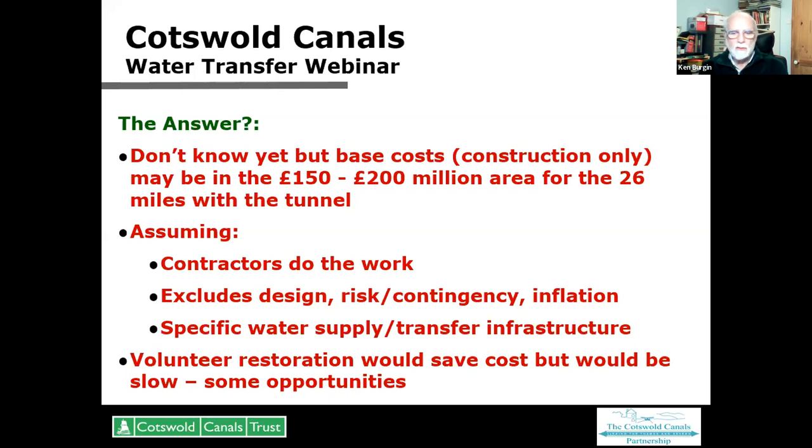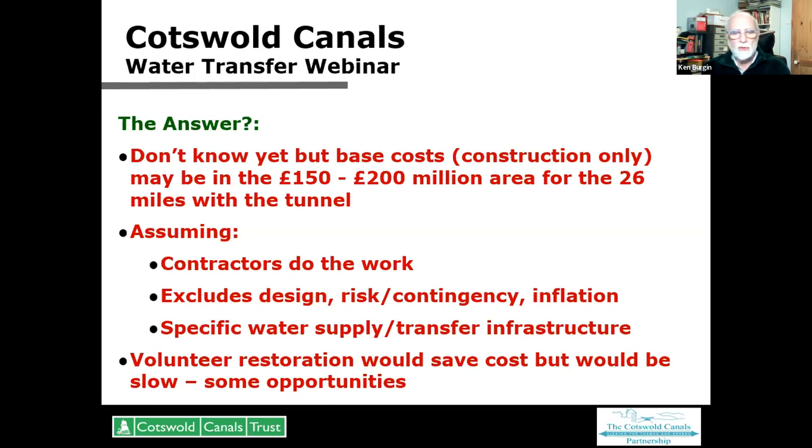And if you look at the number of locks that we've still got to restore, if we were to do one lock a year, we're probably talking 40 plus years just to do the locks. So volunteers may well be able to do some really good and very interesting restoration projects, but it's not the solution to getting the whole canal restored anytime soon. So it would supplement rather than be fundamental. And that's a real opportunity there.